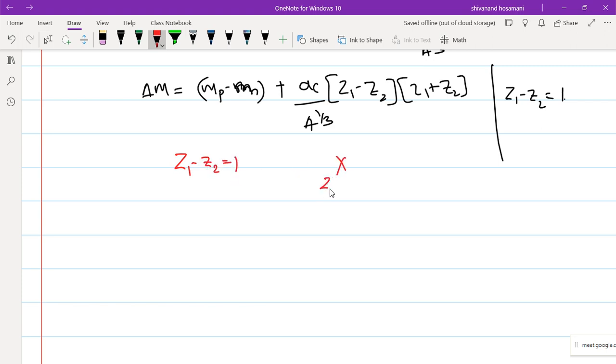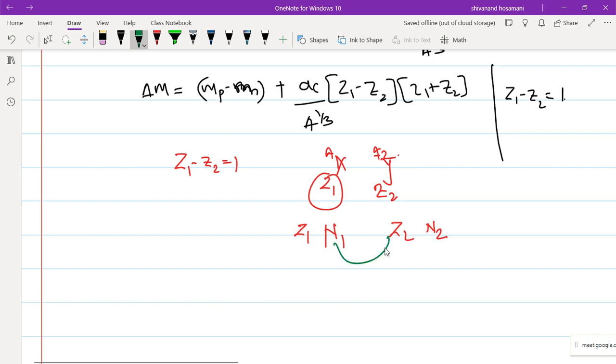In case of mirror nuclei, if I treat this one as z1 with a1, then the other is z2 with a2. We know that z1 is the number of protons, n1 is the number of neutrons, z2 is the number of protons, and n2 is the number of neutrons. We know that these are equal, right? In case of mirror nuclei, the protons of one nucleus are equal to the neutrons of the other nucleus. I will replace this z1 with n2.